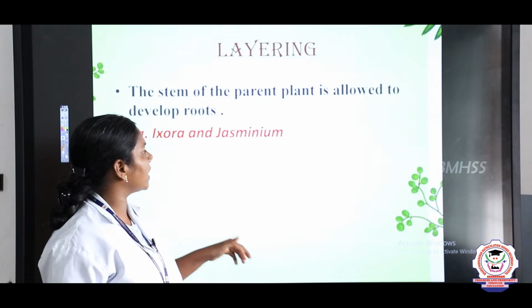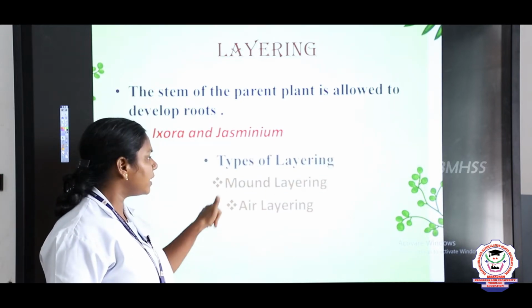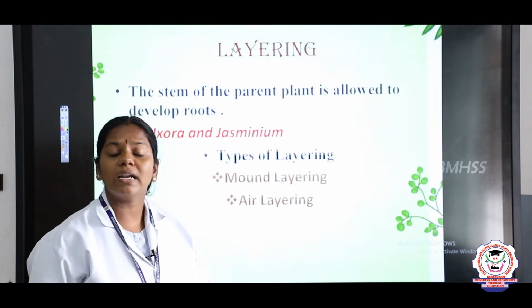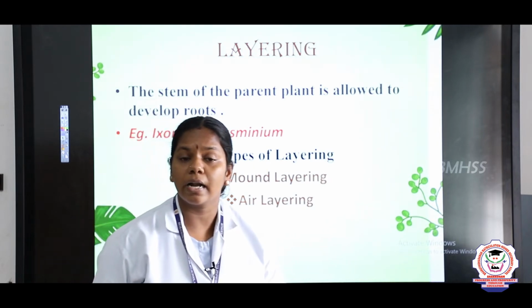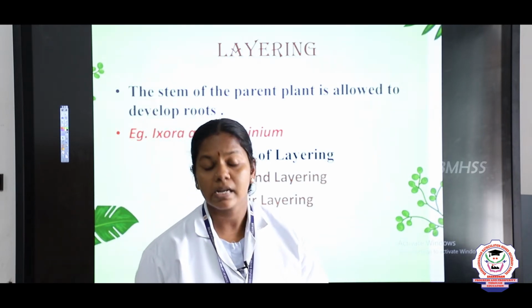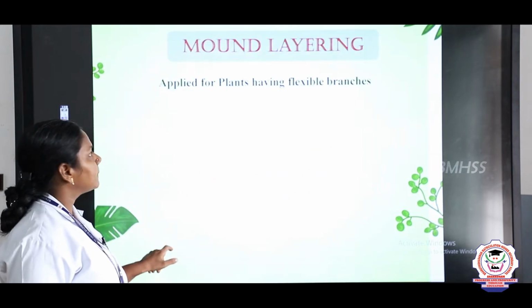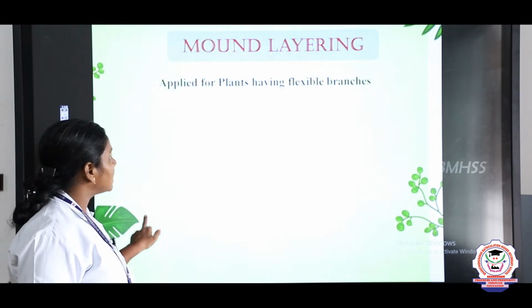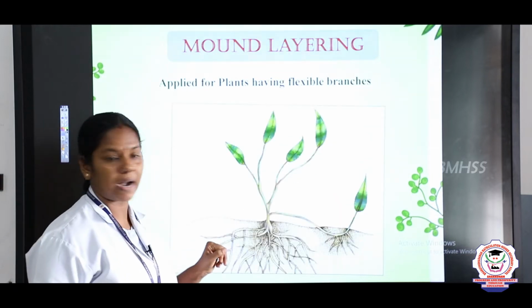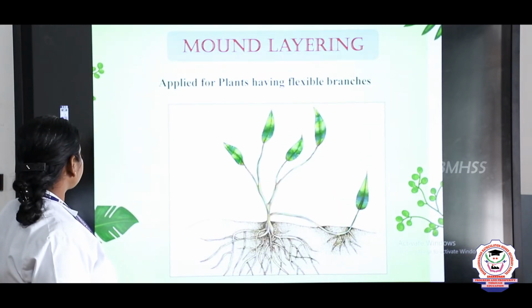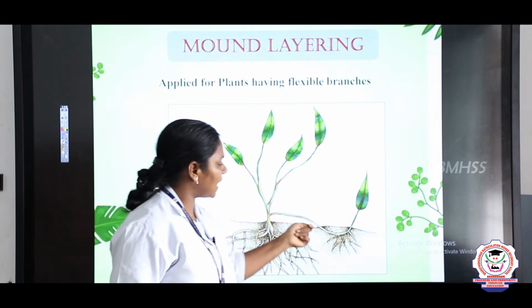Children, there are two types of layering. One is mound layering and another one is air layering. First we are going to study what is mound layering. Mound layering is done in plants with flexible branches, right? The branches of the plant are very flexible.